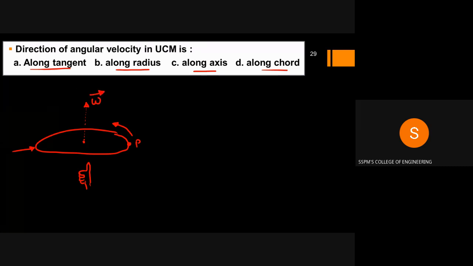So the direction of angular velocity in a uniform circular motion is along the axis, or parallel to the axis. So the correct option is C. Along the tangent is the linear velocity, not the angular velocity. So this is the linear velocity vector v bar. Here the direction of angular velocity in uniform circular motion is along the axis. If this is angular acceleration, the answer will remain the same, along the axis. Refer to the next question.